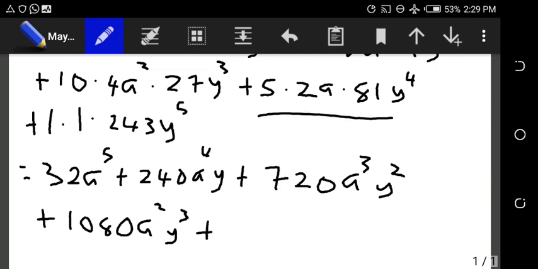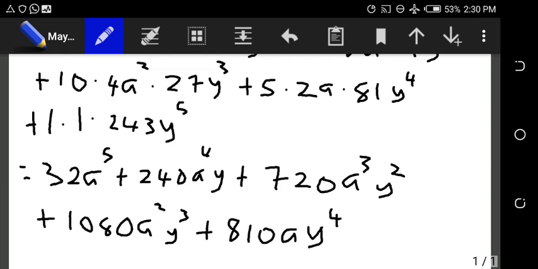Alright, plus over to this one here. So what we are having, we have the digits 5 times 2 times 81. 5 times 2, that is 10. Then 10 times 81, that is 810. So we have 810. Then for the alphabet you have a and then y raised to the power 4. So we have 810ay raised to the power 4.